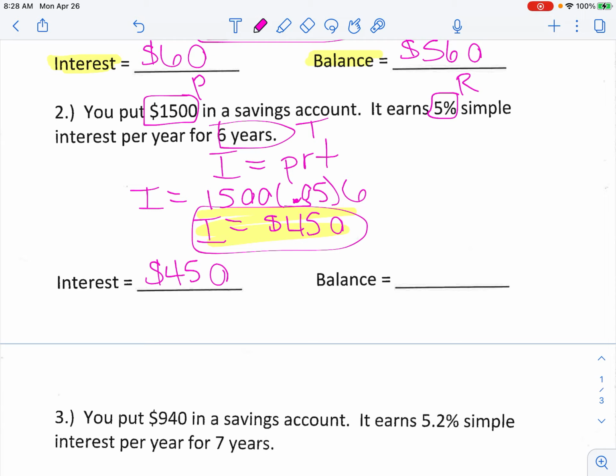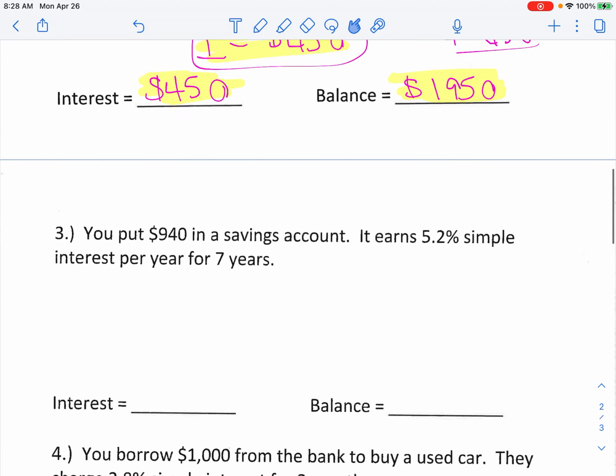The balance is always going to be an addition problem. We're going to take the $1,500 that you deposited, and we're going to add the interest that you earned. So after 6 years, you're going to have $1,950 in your account. $450 interest, $1,950 balance in your savings account.